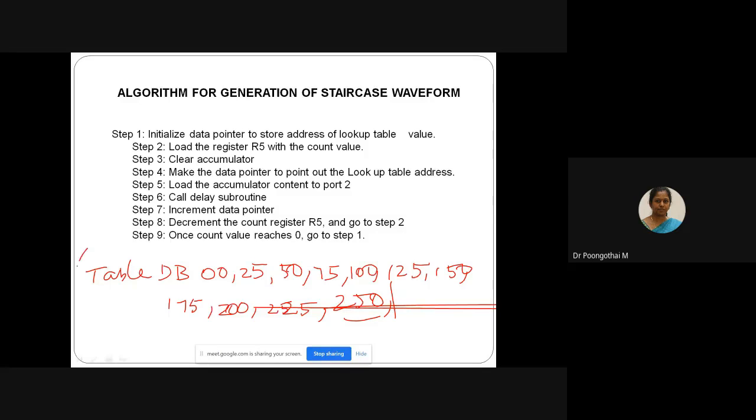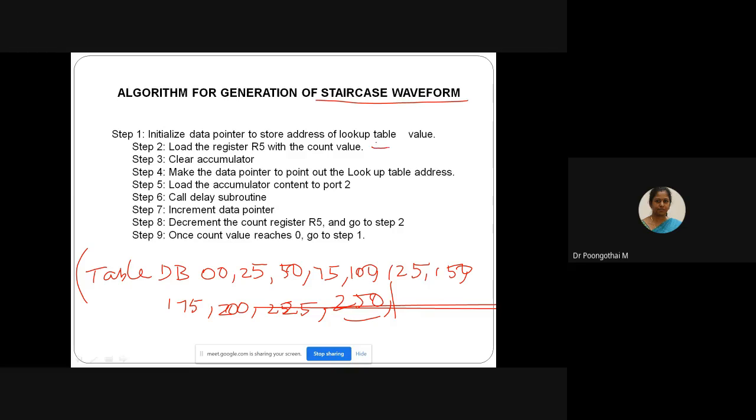First initialize all the values in a particular memory location, get the values one by one and send the value to your P2 continuously. So the program sends the values to the DAC continuously in an infinite loop to generate the staircase waveform. So the logic is very simple.